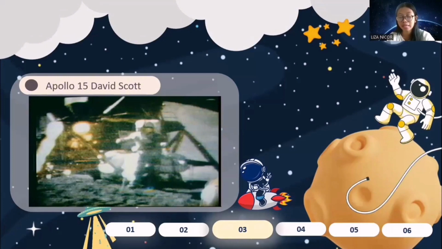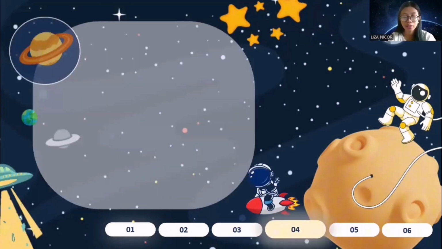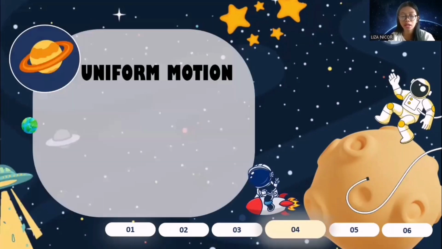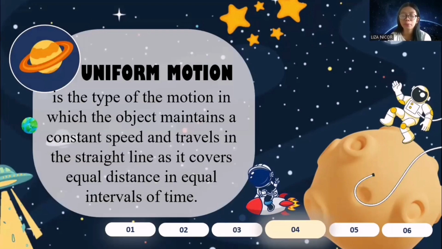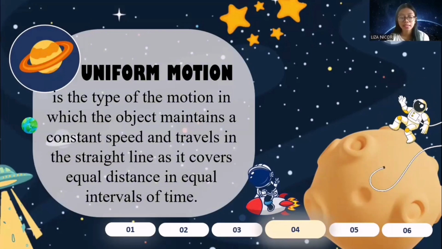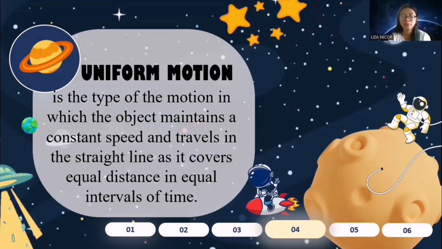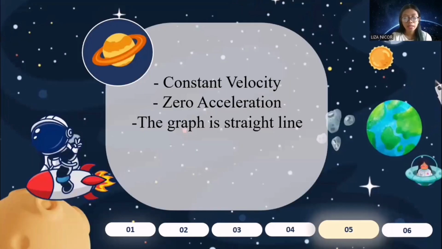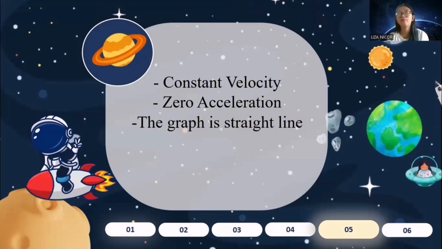Now let's go to our topic and define uniform motion. Uniform motion is a type of motion in which an object maintains constant speed. It travels in a straight line as it covers equal distances in equal intervals of time. Because it moves at a constant velocity, it has zero acceleration, and the position-time graph of the object is a straight line.